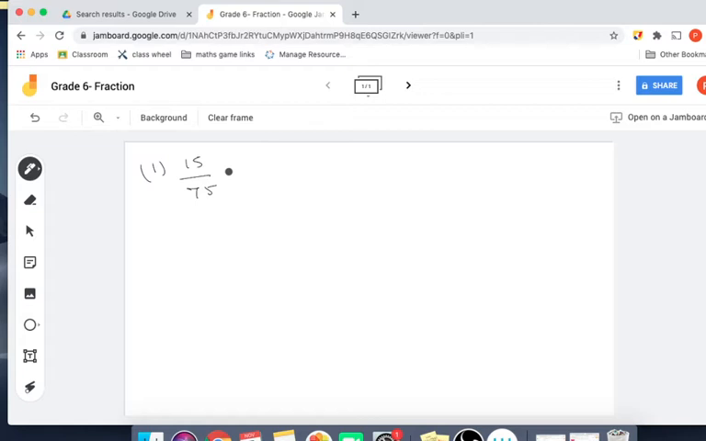Okay, let's check the answer. What you have done, you have directly divided it by 15 or you have divided it by 5. Okay, I am dividing by 5. 5 threes are 15, 5 fifteens are 75, and now I am dividing it by 3. 3 ones are 3, 3 fives are 15. This is your answer for question number 1.